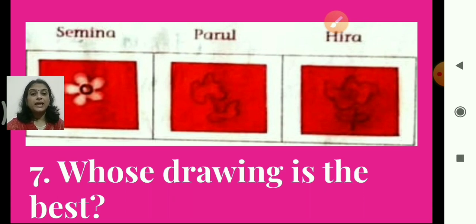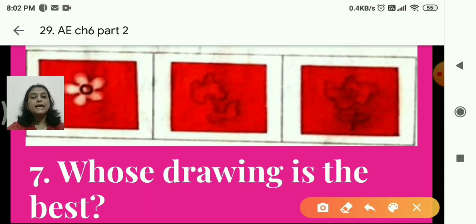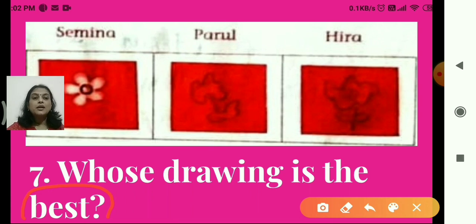Now again we have to compare, right? So what is asked here? Whose drawing is the best? Now here you can see best is used, isn't it? So what do you think? Again, it is which degree? It is superlative degree, right? And what are the words when we get this word best? When we use good, better, best, right? Good, better, best. So again, whose drawing is the best is the question asked.